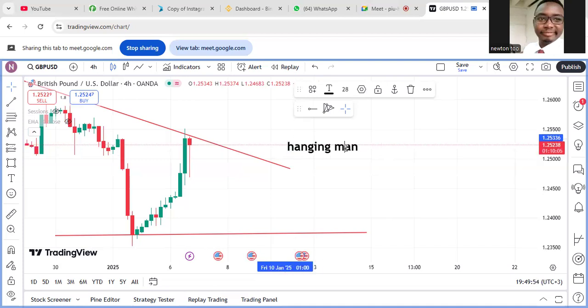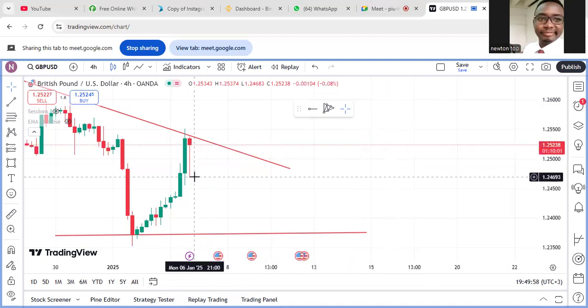So this candle usually means that the sellers are now in control of the market. It normally happens during an uptrend, and if the market touches a certain resistance, for example a ceiling, it will form something like this. So this is called a hanging man candle.